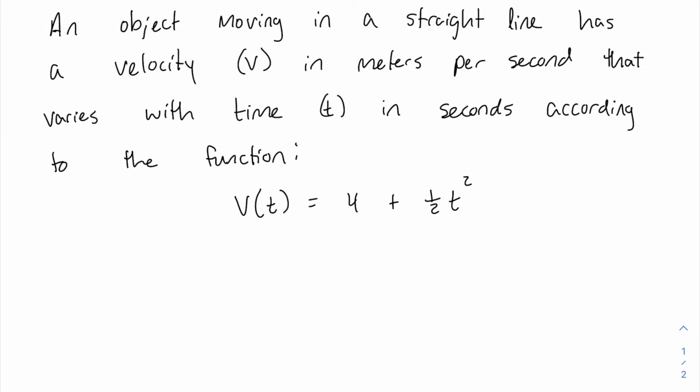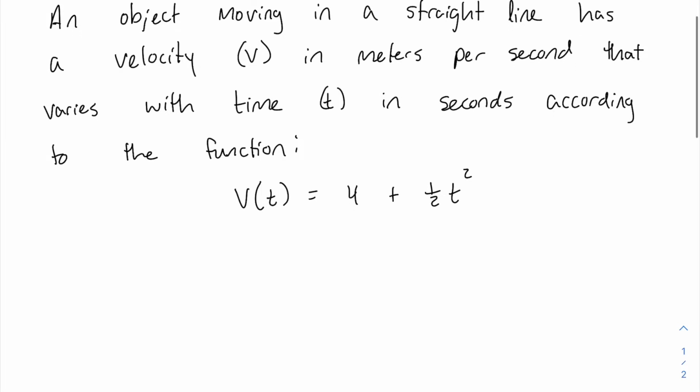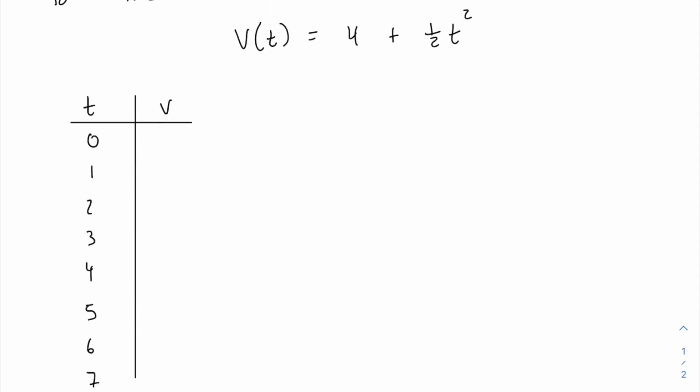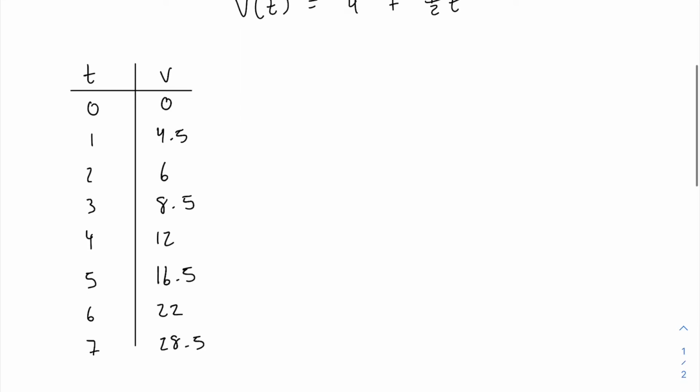Let's first start by making a graph of this function. To do that, we're going to first of all get some data. So we'll make a data table where we are going to collect time and we're going to collect velocities for each time. We'll get the velocity at those times, 0 through 7 seconds. So there's our data table, and now we're going to go ahead and graph that.